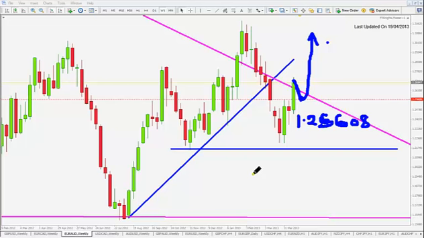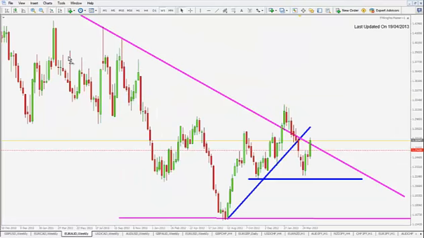All right, so for this week we will be looking for that pullback to happen before we continue searching for more long entries. Okay, all right, that is that on the euro against the Australian dollar.